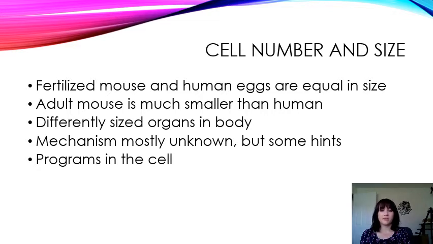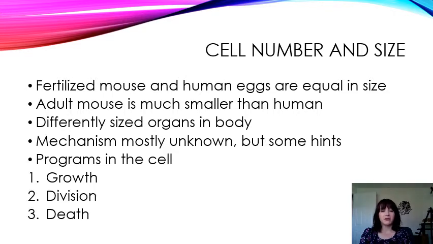So there are programs in the cell that regulate growth, so the size of the cell, division, cell proliferation, and death. And so the balance between these three things is what is going to determine how big an organ is.